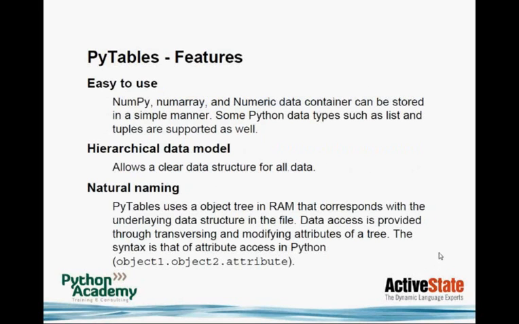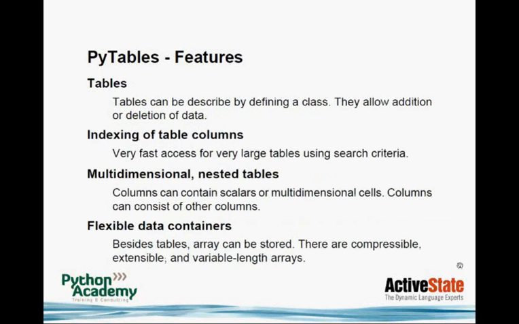So we're going to look at a few features. It's pretty easy to use. You can use NumPy or even Numarray or Numeric, which are the older versions of NumPy, to store data. And you can use quite a few data types there. You have hierarchy, and we're going to look at how that looks in a minute. Then you can use what's called natural naming. That's what you know when you access attributes in Python, you can use the same thing working with HDF5. Just use object.attribute, for instance.